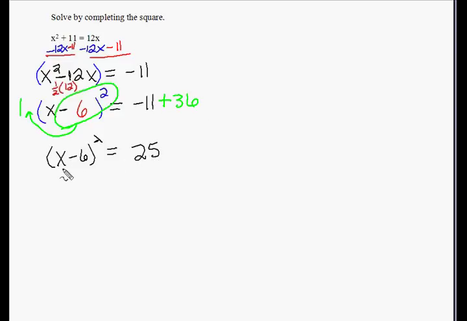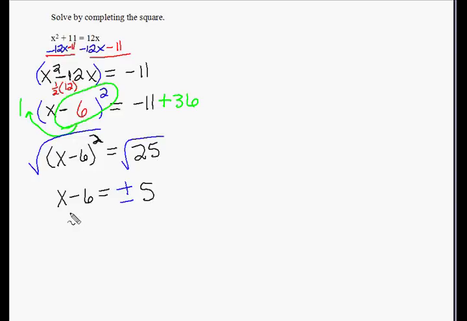So now we're ready to solve for x. It's to the power of 2, and we do that by getting rid of the furthest thing first. To get rid of exponent 2, we can take the square root of both sides. But when we take the square root, we have to write plus or minus. We have x minus 6 is equal to plus or minus, and the square root of 25 is 5.